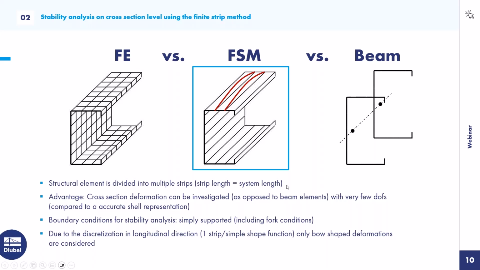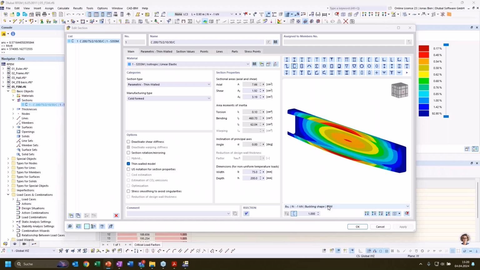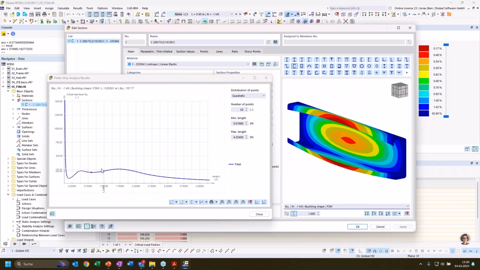One drawback is, if we compare it with the shell element, that at the moment we can only investigate specific boundary conditions. So the results are only valid for a simply supported beam that is assumed in the background.